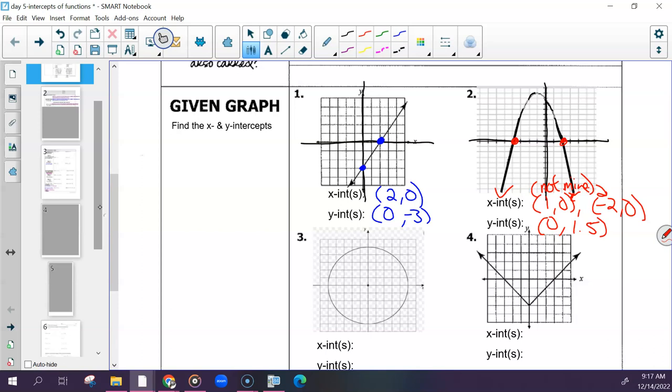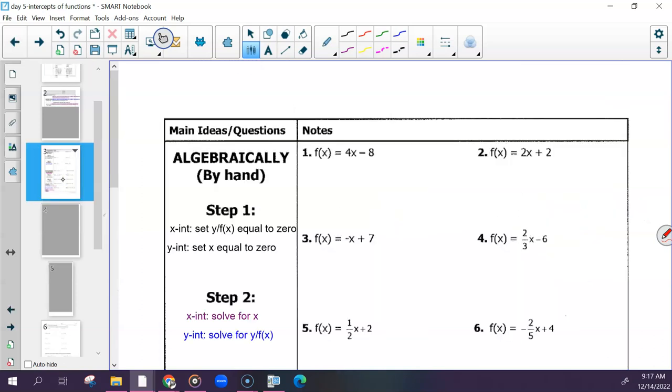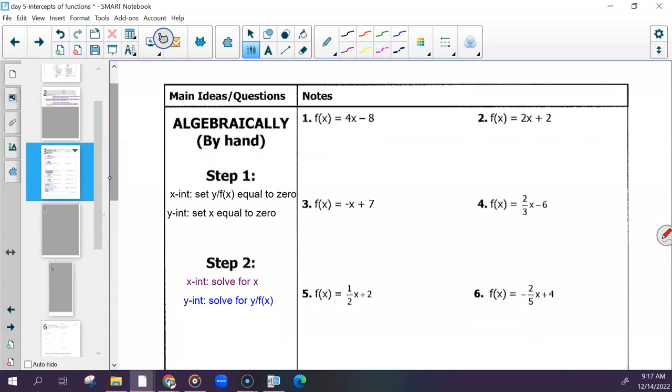Go on to the next page. So now we're going to be finding them algebraically. We're going to do a couple of these examples, the x and the y. So let's start with number 1. I will say the x will be more work than the y, and then I'll show you why that is.